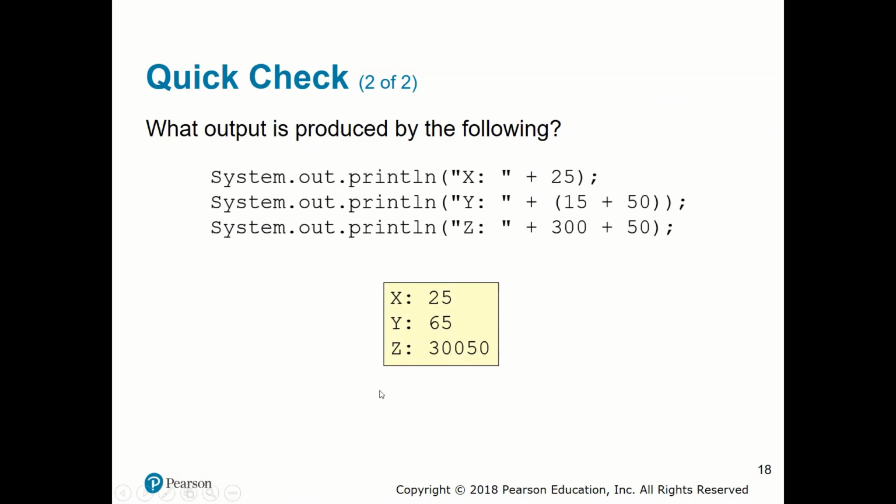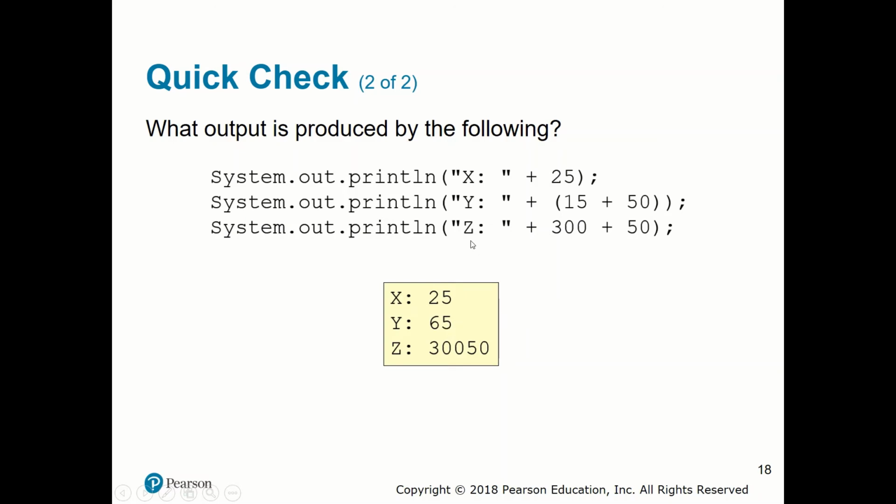The first line, x colon 25, is printed out because there is only one number. This number is just regarded as a string. And in the second line, there is a parenthesis. This means that we should compute 15 plus 50 first. So the output is y colon 65.